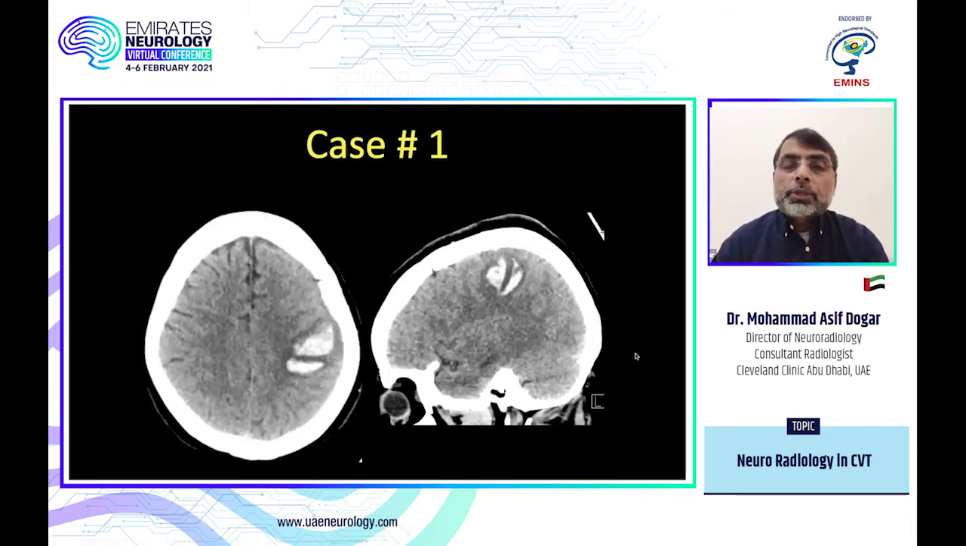So here is the first case. As you know, this is a typical finding in a hemorrhagic venous infarct. You see one hemorrhage here, one hemorrhage here. I call this an interrupted or lamellated pattern. So you have a hemorrhage, almost normal brain, and another focus of hemorrhage. So whenever you have this kind of appearance, look for a hyperdense vein or a hyperdense sinus.